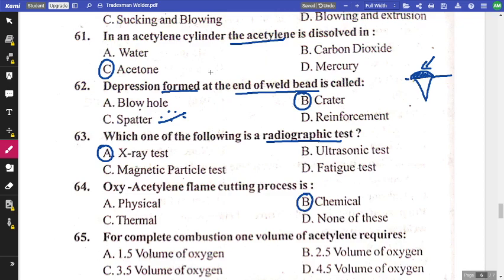For complete combustion, 1 volume of acetylene requires how much oxygen? Options: 1.5, 2.5, 3.5 and 4.5. The correct option is that 1 volume of acetylene requires 2.5 volumes of oxygen.